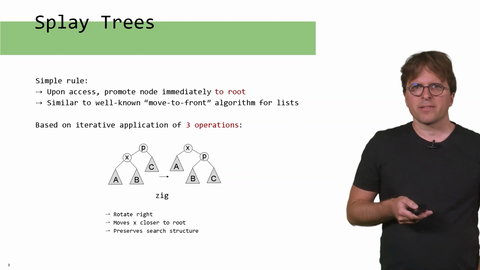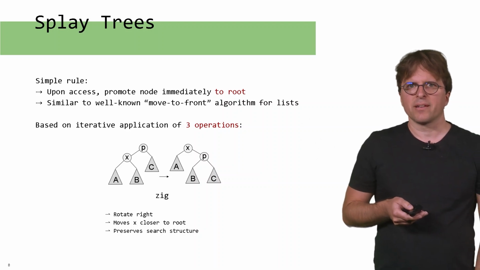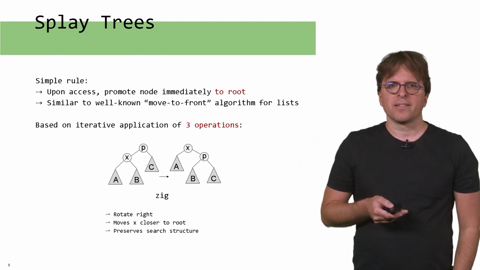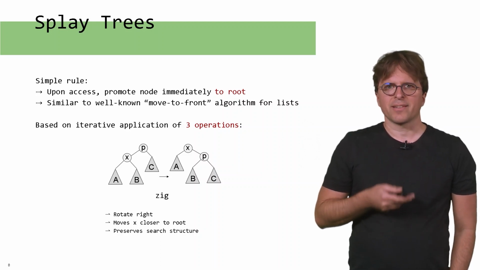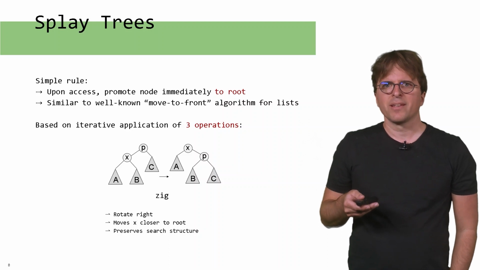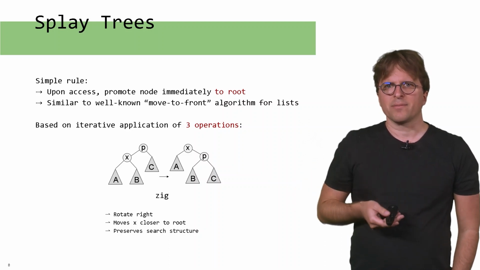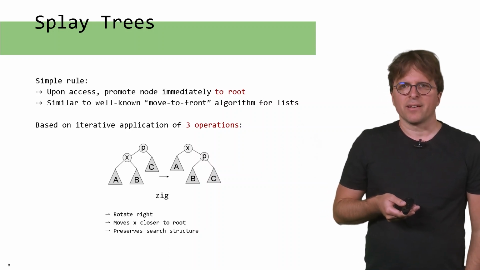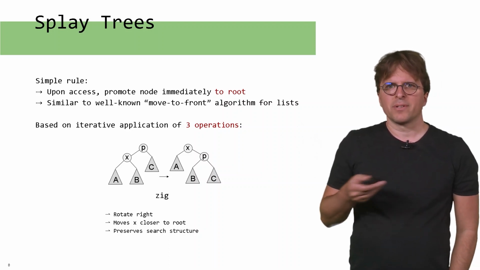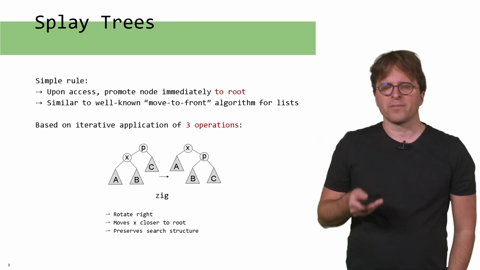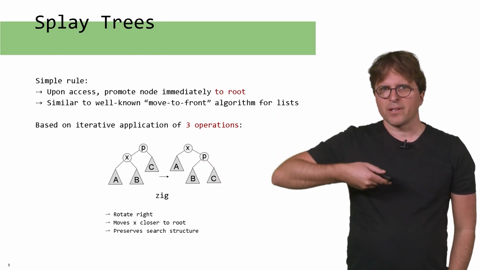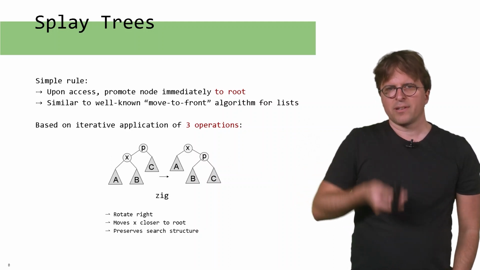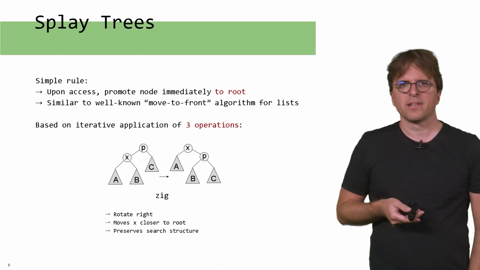So splay trees are a particularly interesting type of self-adjusting binary search trees. They have a very simple rule that when you access an item, then you're immediately promoted to become the root of the BST. And this is kind of similar to move to front, which is an algorithm for lists. So it's a very proactive way of optimizing this data structure by just directly moving it up to the root.